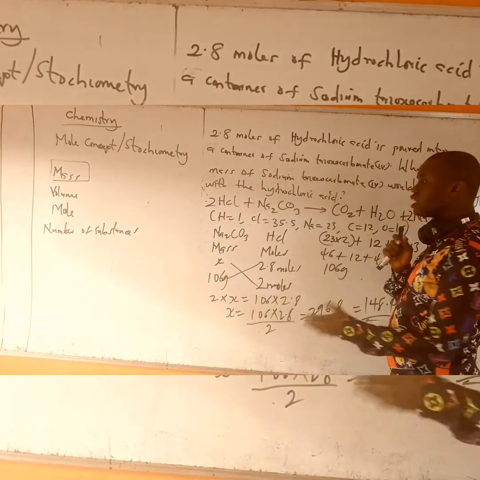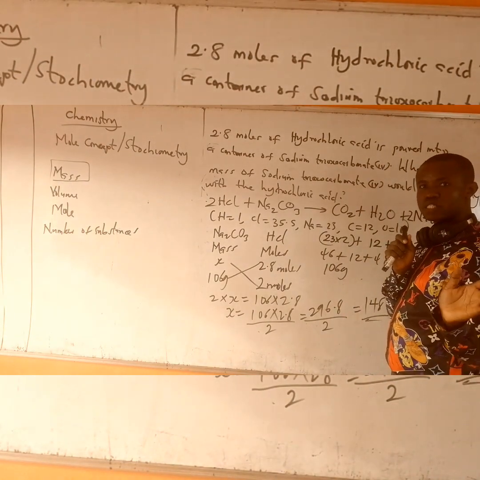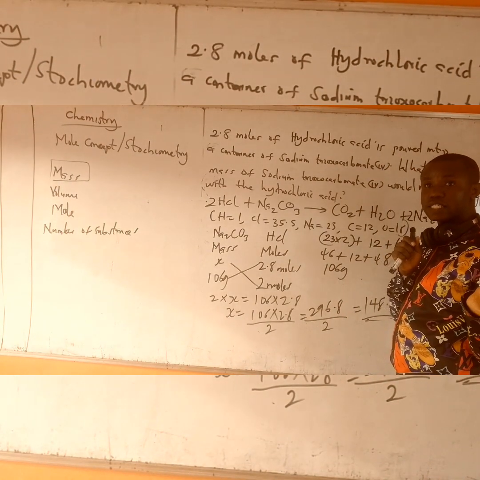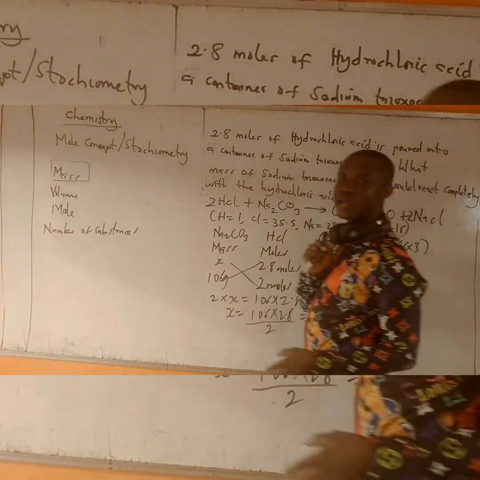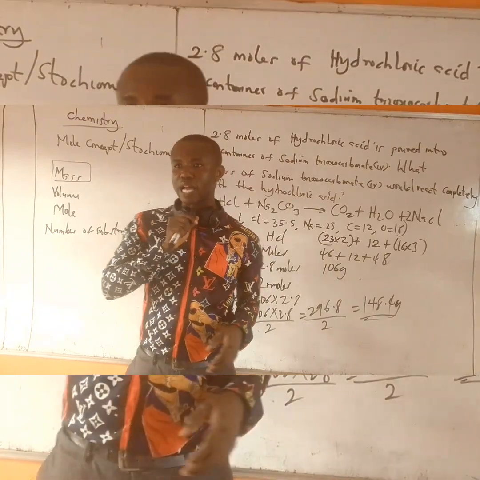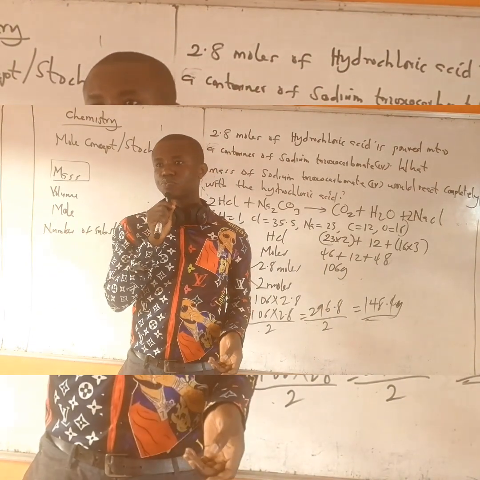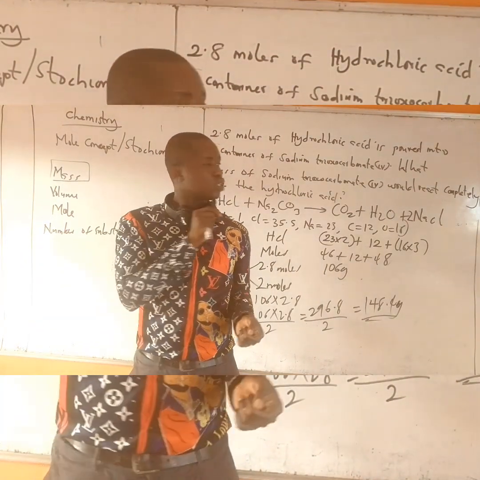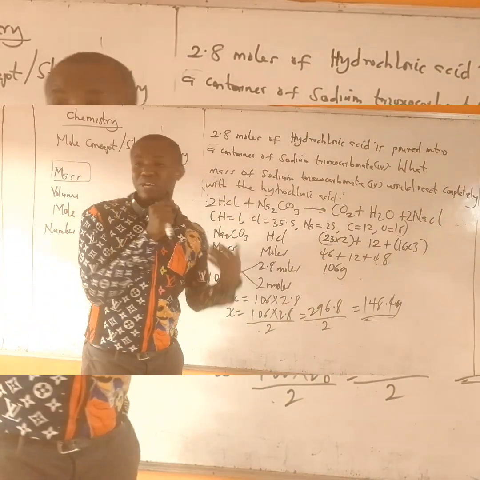Do you understand? So in JAMB, if you solve it this way, you are correct, because JAMB is objective. But in WAEC, if you solve this like this, you will not get your mark. So what do you do? It's very simple. You just write it in the form of a statement.